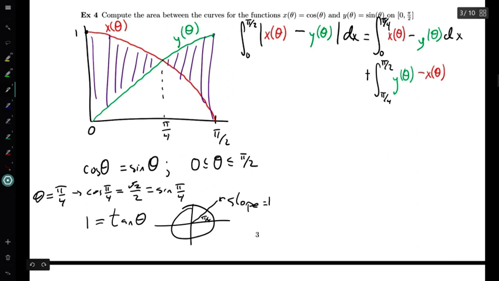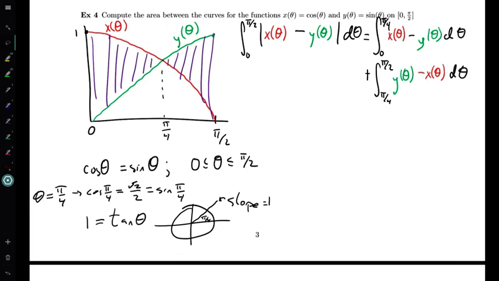Oops, and not dx, but d theta. We're using theta as our variable of integration here. My bad. So now that we have the setup, we want to compute the actual integral.